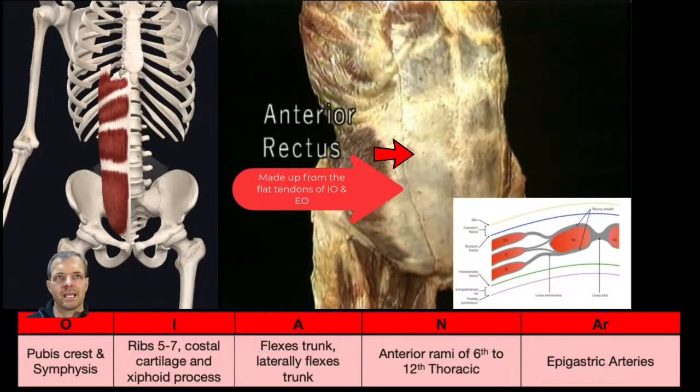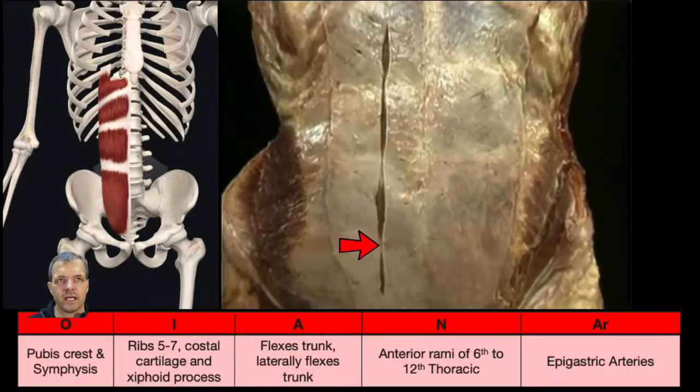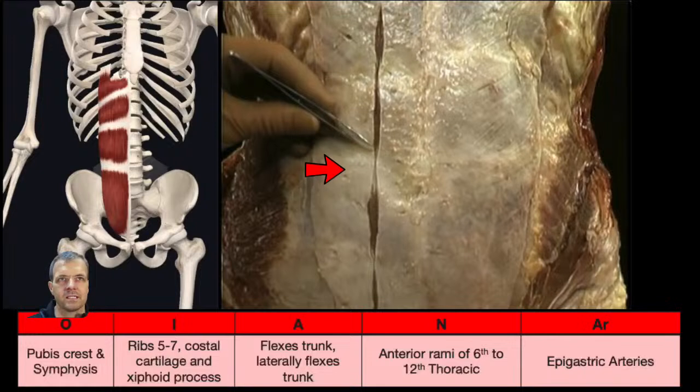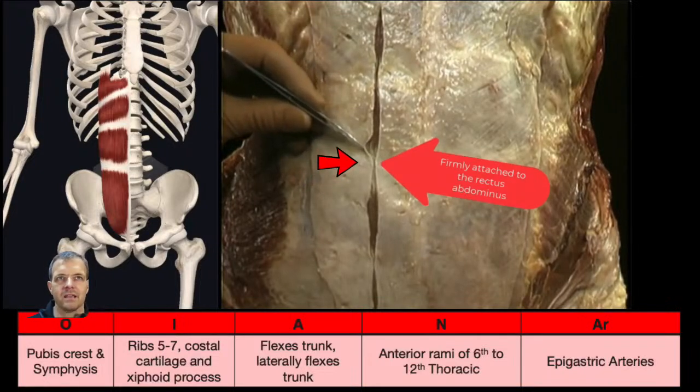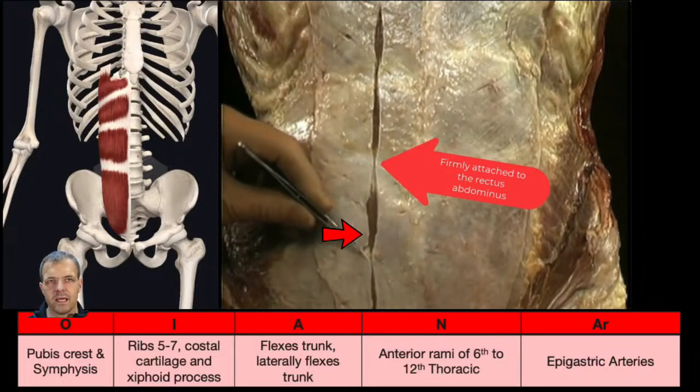So here we go. There's the anterior rectus. So this is made up of the internal oblique and the external oblique, all the way down the top. And there it is there. So they've cut through it in this case. But it's not just resting there, it's attached. It's like solid. Okay, so to dissect that off would take ages.